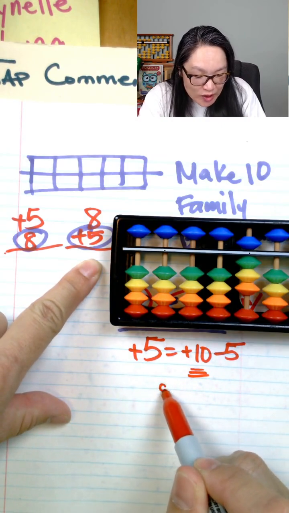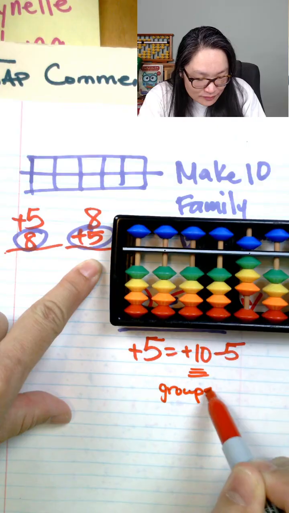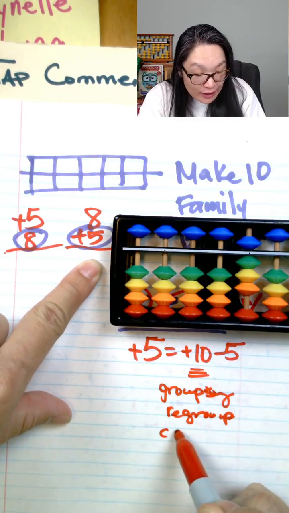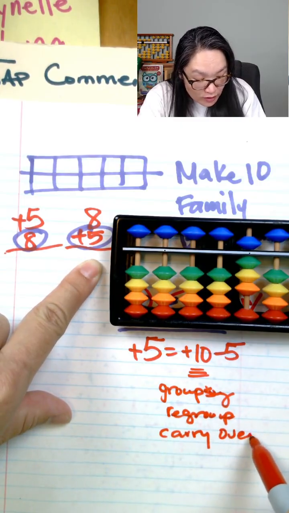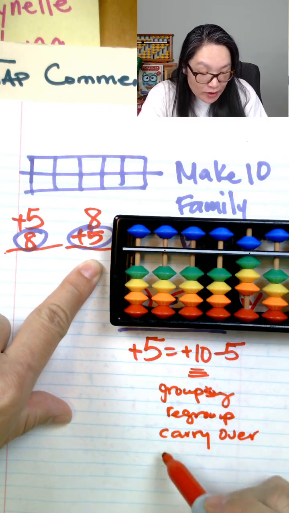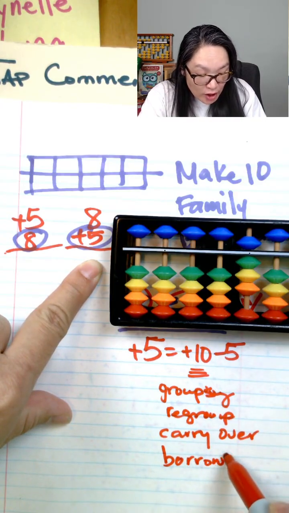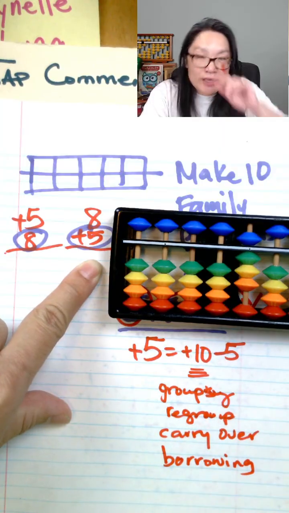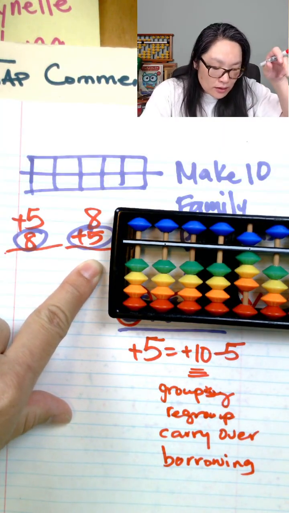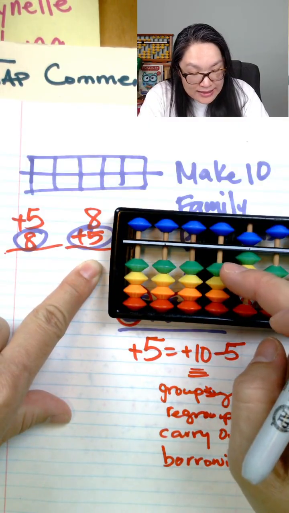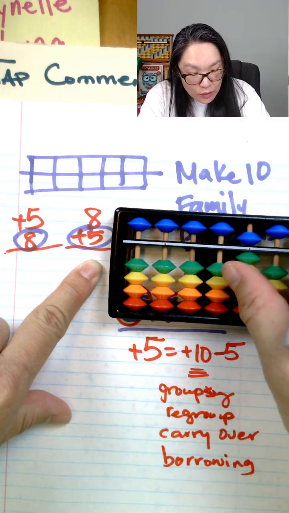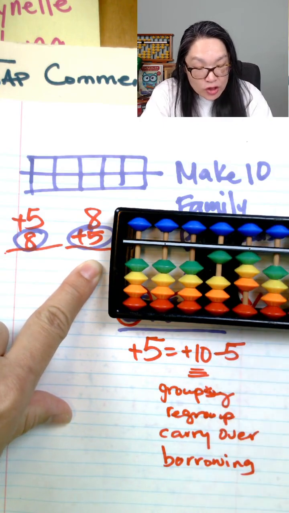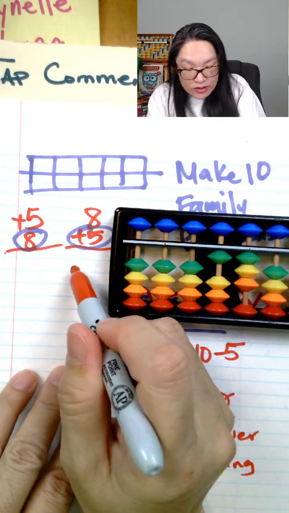But adding a 10, here's another thing. In school, we call it grouping, regrouping, carry over, carry on, and then we also call it borrowing. There's a lot of vocabulary that goes around with this plus 10. Borrowing is the other way, it's taking away. Anyways, what we're doing is we're going to carry over to this 10. We're going to add this 10, but adding a 10 is too much. So you have to take away the 5. So now we've balanced out the equation, and my answer is 13.